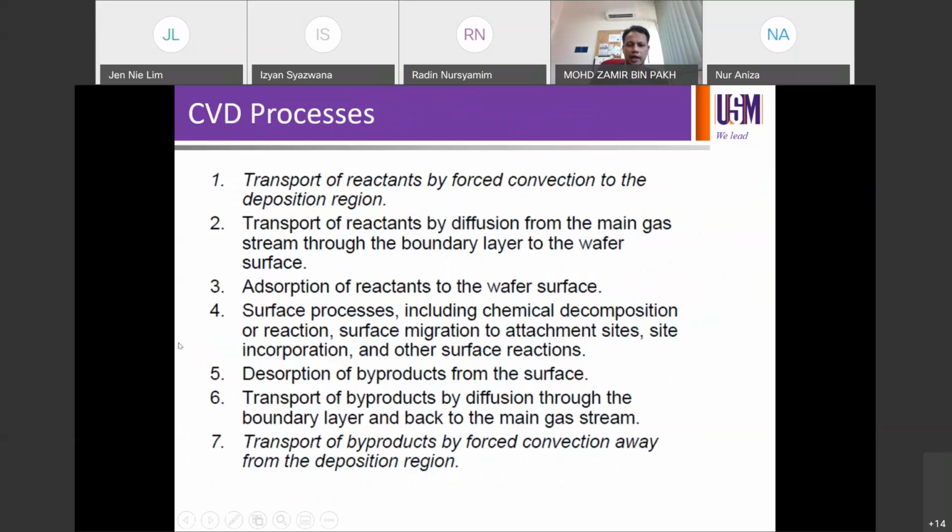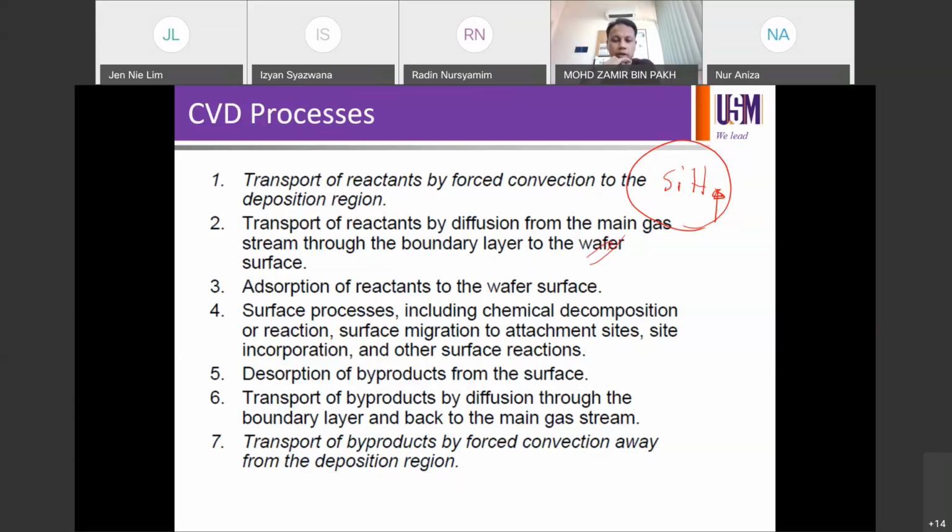During the process, there are basically these 7 steps happening. The first one is transport of reactants by forced convection to the deposition region. For example, in silicon deposition, we are transporting silane to the deposition region since it contains silicon in gas form. Then transport of reactants by diffusion from the main gas stream to the boundary layer. This is where it reaches the surface.